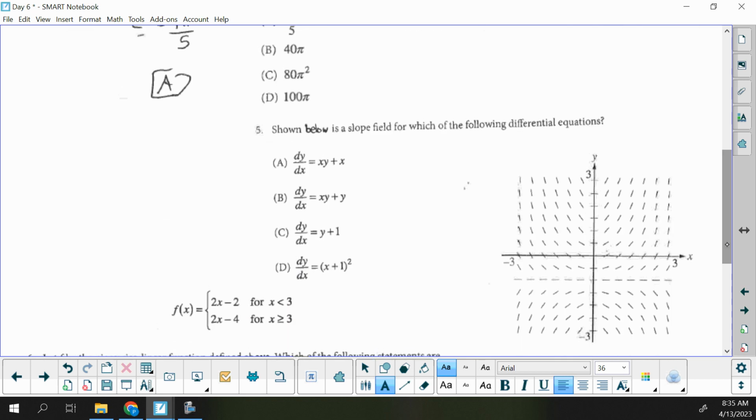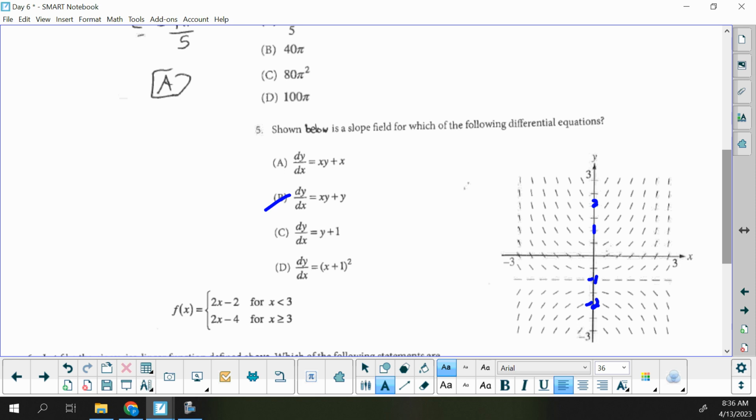Here was our slope field one. Notice your scale. You have 3 and -3 on the y-axis. So this is really 1, 2. This is -1, -2. So the main thing that stands out is y values of -1 should give you slopes of 0. So when you put -1 in for the y's, in A you get -x plus x, which is 0. So that's still in the running. In B, when you put -1 in for y, you get -x minus 1. So that's not in the running because it didn't give us 0 back.